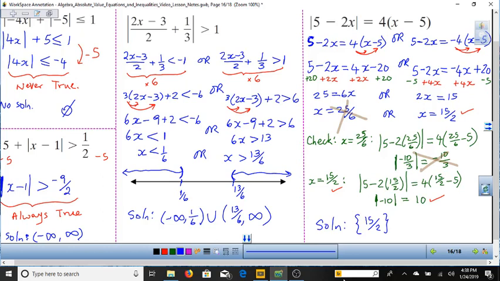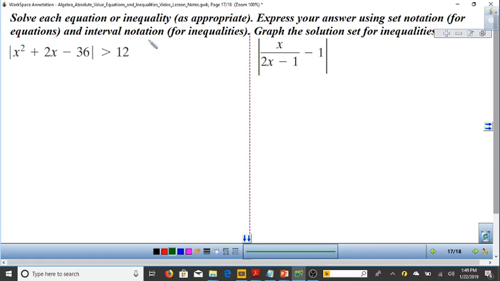Just always remember to check your solutions. Now we will go on to another example. A couple more sets of examples. This one is quite involved, so we're going to take a little time with this one.